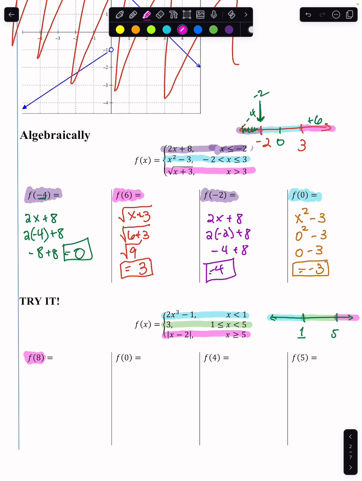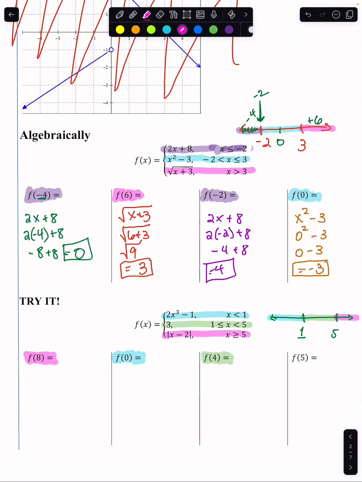What about 0? Where does 0 fall? And if you said less than 1, you are correct. Where does 4 fall? 4 falls in between 1 and 5. And that one is green. And then where does the 5 fall? Well, 5 is one of our exact numbers. And because we got to find which one has the equal to sign on the 5, and that happens to be the pink one.